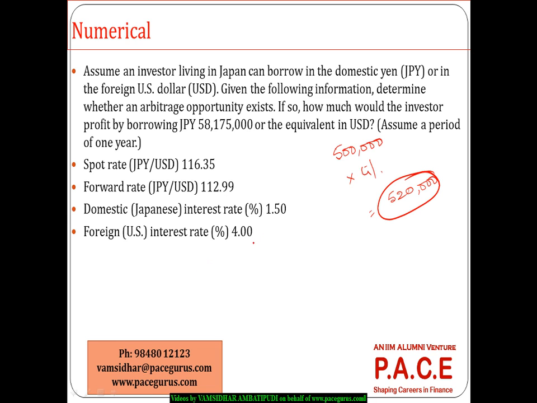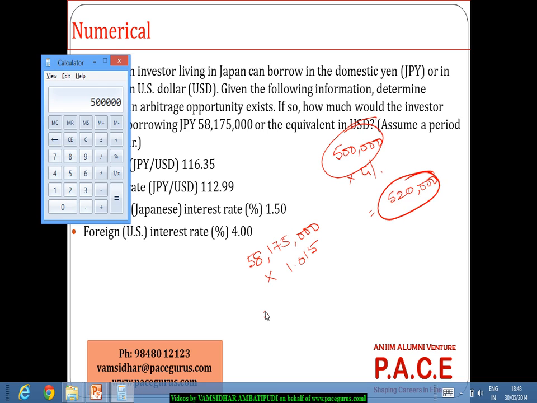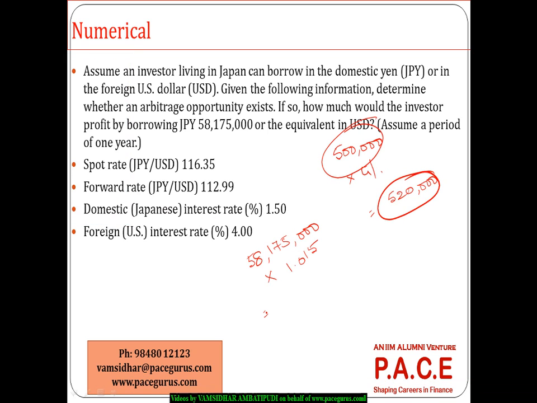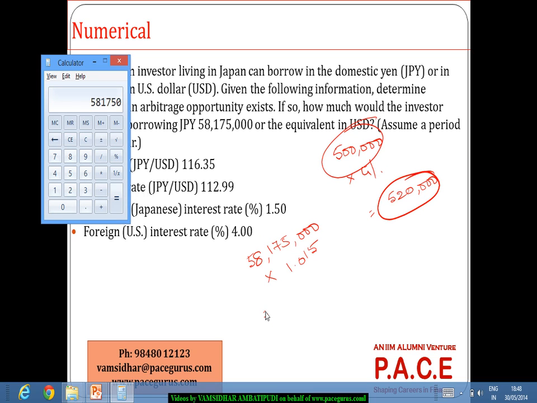Fair enough. Now what I'll do is take the 58,175,000 yen, which is obtained by borrowing this much and converting it into Japanese currency. If I invest this amount, I get 1.5% excess on top of it. So basically, at the end of the period, my amount becomes 58,175,000 times 1.015. So this much is my amount at the end of the period.